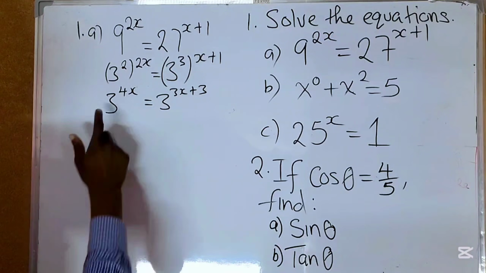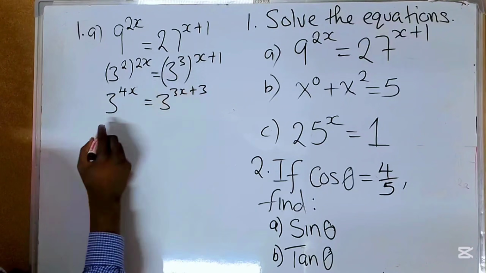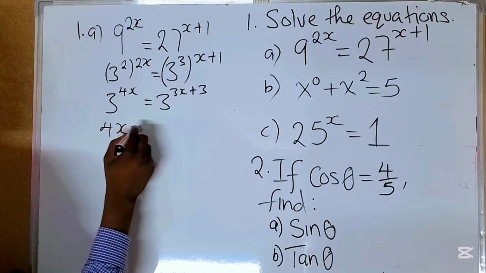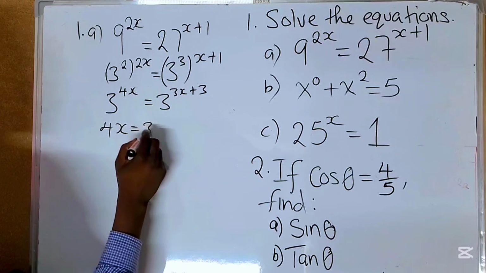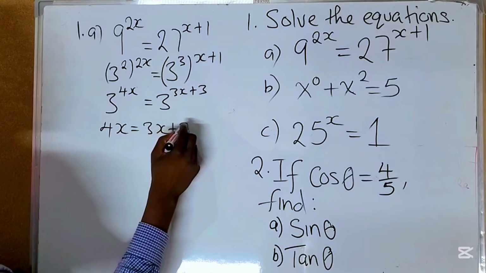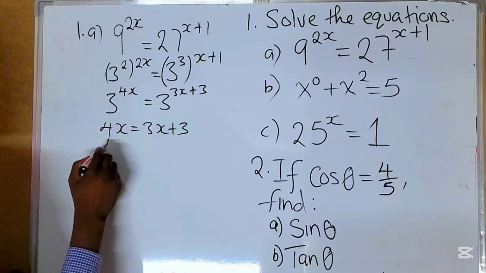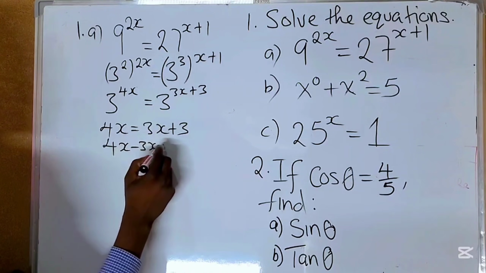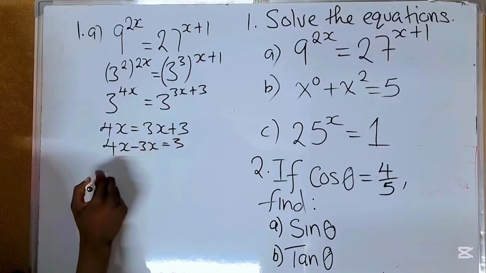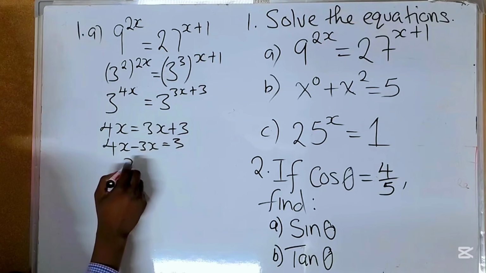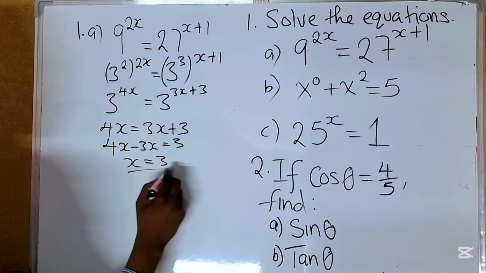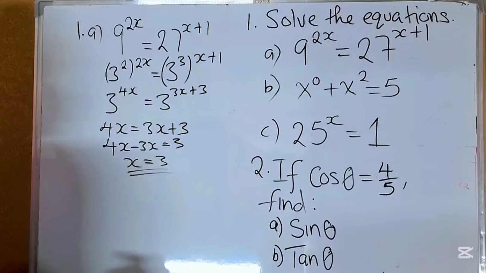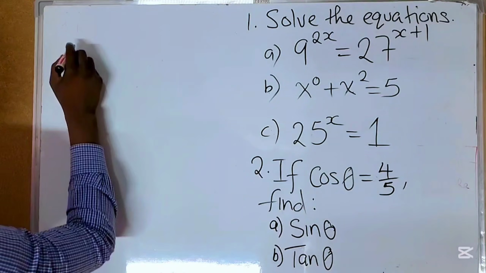Okay, now bases are the same. Let's just get the powers. So we have 4x is equals to 3x plus 3, okay? Collect like terms. 4x minus 3x is equals to 3. 4x minus 3x is just x, so x is equals to 3. It is this simple, okay? So that's all to the first question.